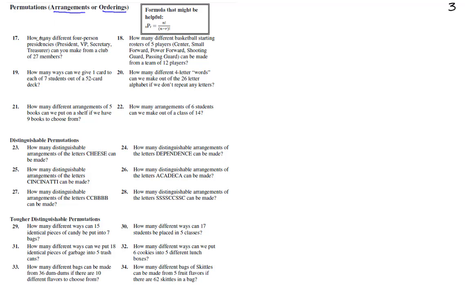In this case, number 17, how many different four-person presidencies can you make from a club of 27 members? So this is 1, 2, 3, 4 people. You could have 27 people be the president, but once you've picked a president, you only have 26 options for the next one, 25, and then 24. Now notice that this is just like a factorial, except we don't have the rest of them from 23 down.